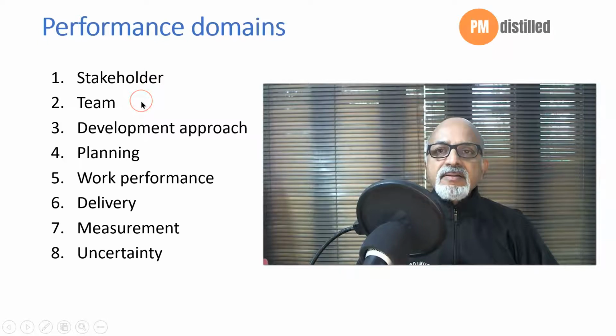Then the second performance domain is the team. Without good teams, projects cannot be successful. So this is all about planning for teams, getting the teams on board, allowing them to grow, motivation, performance, goal setting, performance management, work allocation, all those things get into the team performance domain.